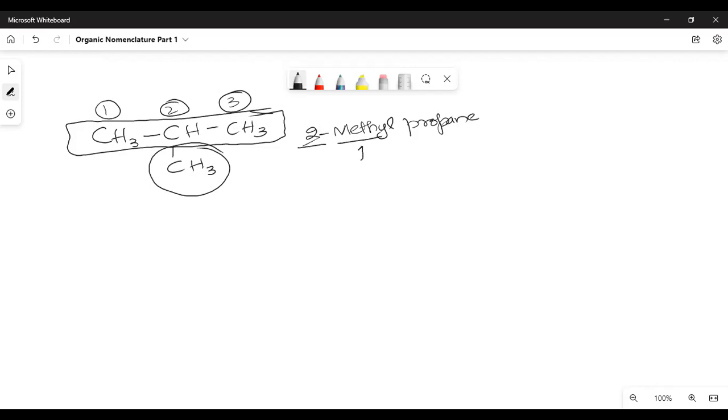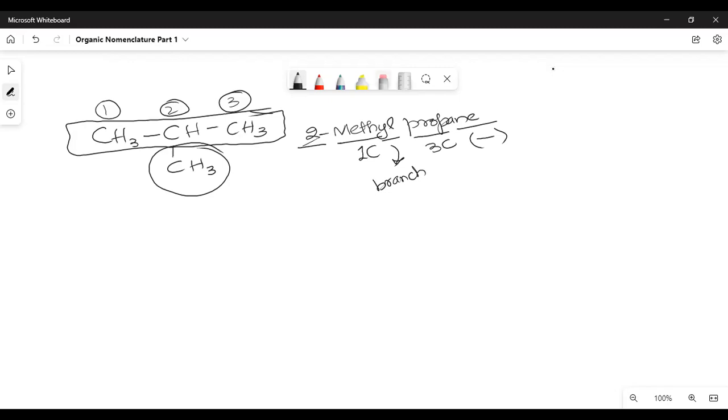Meth means one carbon atom. Yl represents a branch or alkyl group. Prop means three carbon atoms, and ane means they are singly bonded. So every part of the name has a purpose. I always keep saying the same thing. By breaking the name down into different parts, when you go for the opposite, trying to draw a structure from the name, it would be easier for you to work it out.